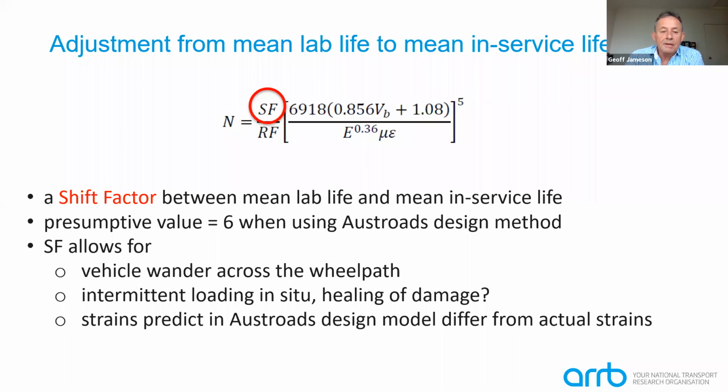So the value of the shift factor only relates to the Austroads design system and the way we predict strains. It relates the way we predict strains to the allowable loading in service. So if you had a different model of predicting strains in your pavement, the shift factor would be different. So this has been tailored to our method of predicting strains, because predicted strains can differ from actual strains.